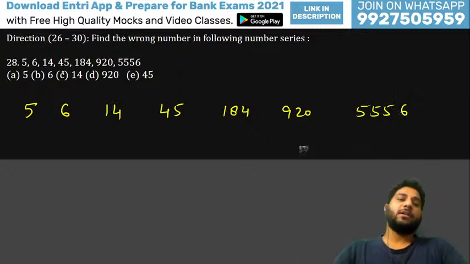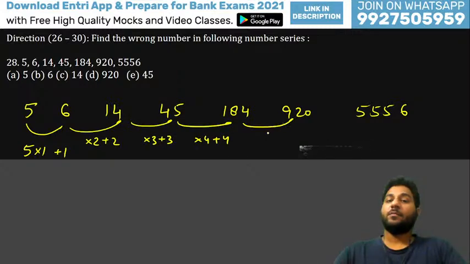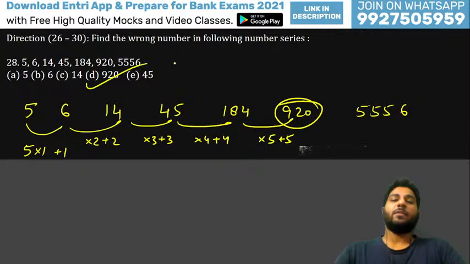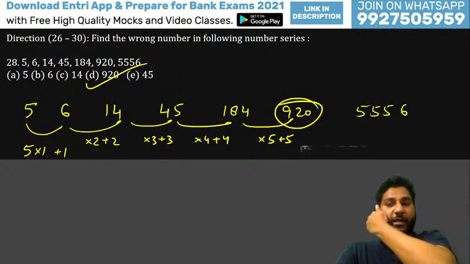As we can all see, some number is multiplying. Okay, some number is multiplying. Look, 5 into 1 plus 1, that means into 2 plus 2, that means into 3 plus 3, that means into 4 plus 4. Everything is perfectly fine. So into 5 plus 5, that means this number will be wrong. So option D is the wrong one. So it was an easy piece of cake, and I hope you all are getting it.